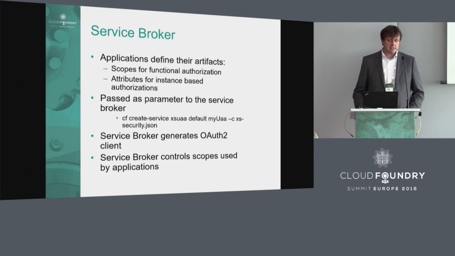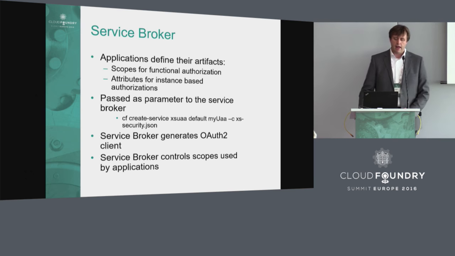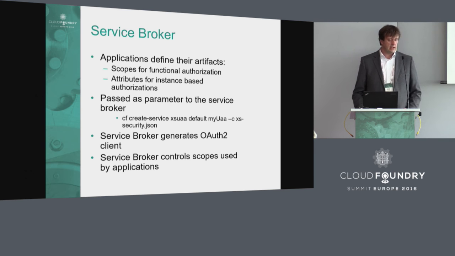Essentially, applications need to define their artifacts. So they need to define what are the scopes we're using for functional authorization checks, what are the attributes we're using for instance-based authorizations, and then this is what needs to be passed to the service broker. And the mechanism we're using for that is to use the service broker parameters. So that means our applications, they generate a service instance, and then they pass a so-called X-Security JSON, which contains the information about scopes, attributes, etc.